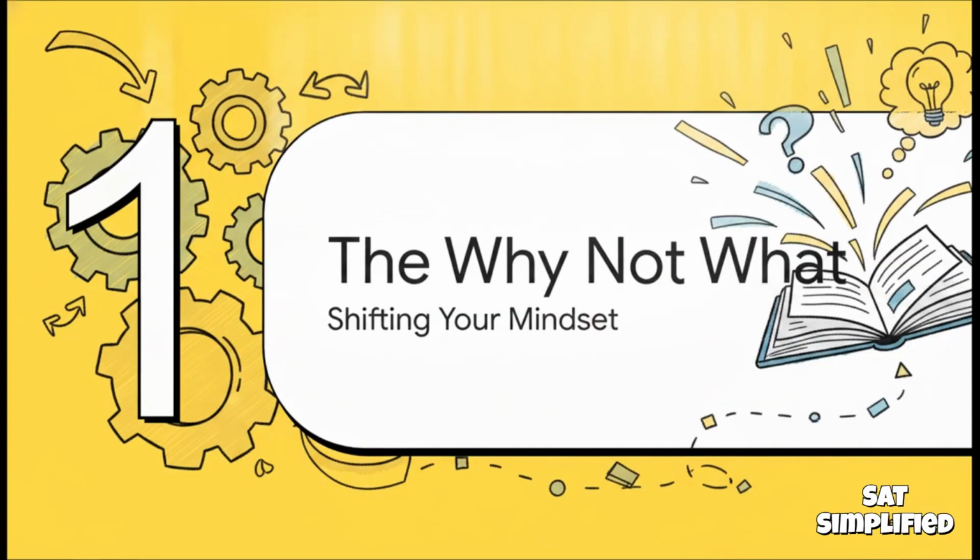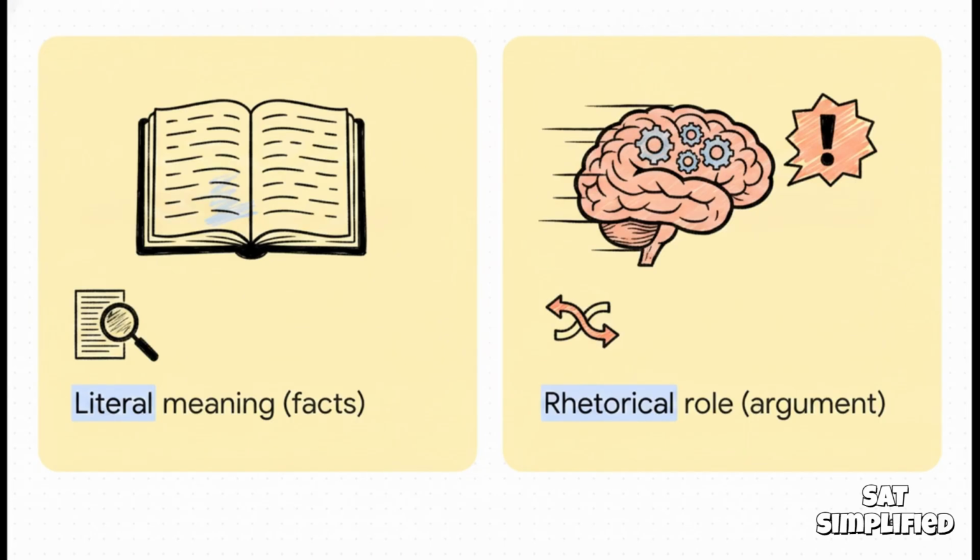All right, starting off with section 1, the why, not what, shifting your mindset. Okay, so the crucial first step is that you must transition your mindset from passively absorbing literal facts, the what, to actively understanding how an author constructs an argument, which is the why. Rhetoric is literally the art of persuasion. So reading rhetorically means really understanding the function that various pieces of information play.